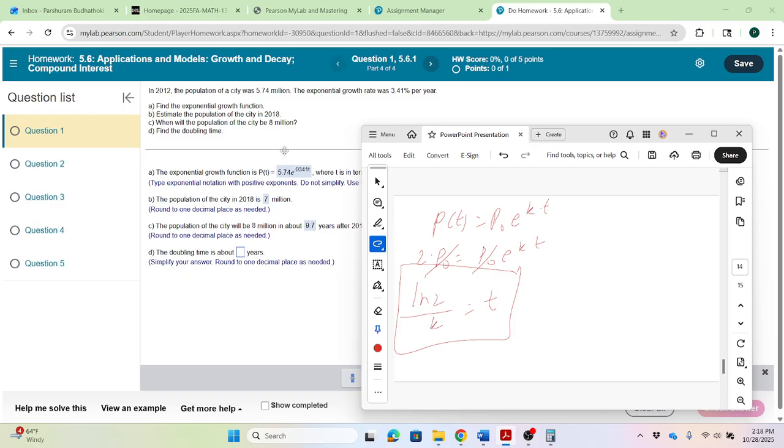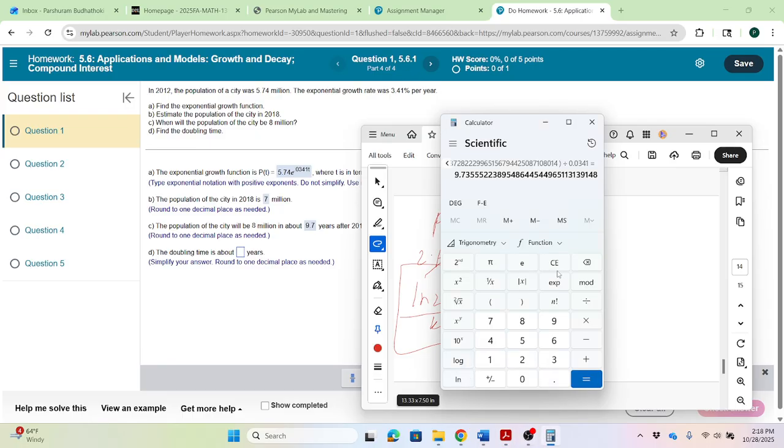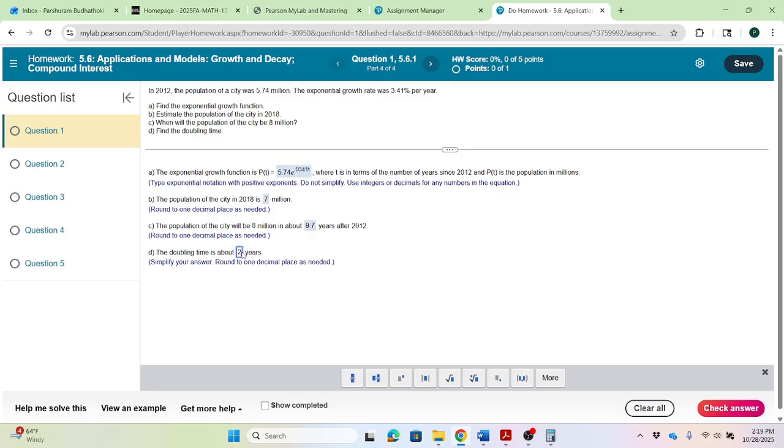So what is the k? Rate is 0.0341. So just type ln 2 divided by 0.0341. That gives you the doubling time, which, if you round to the 1 decimal place, is 20.3.